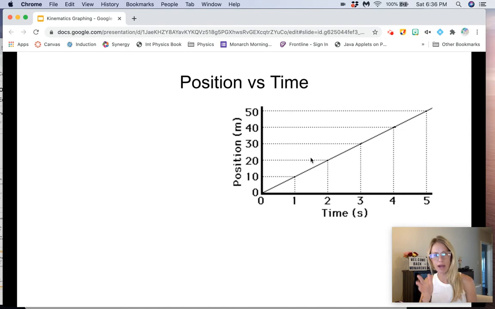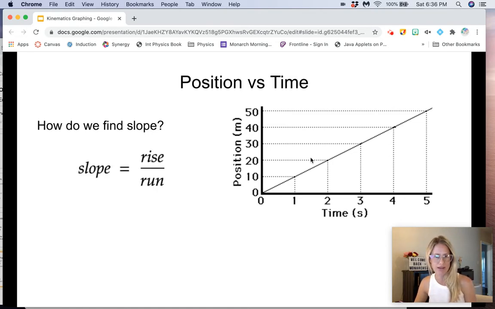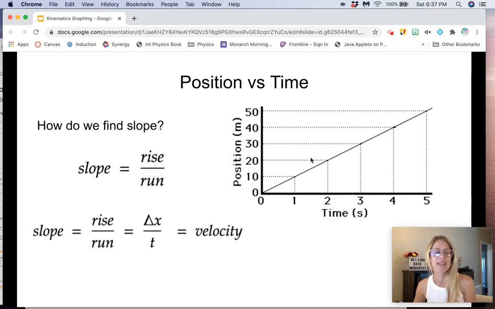So, when we have a graph of anything, how do we find the slope? If you remember back from math class, slope is going to be the rise over the run. If we look at this graph right here, the rise is going to be the change in position and the run is the change in time, or just the time that we're recording this change in position. That looks kind of familiar, right? It should, because change in position over time, or displacement over time, is velocity.